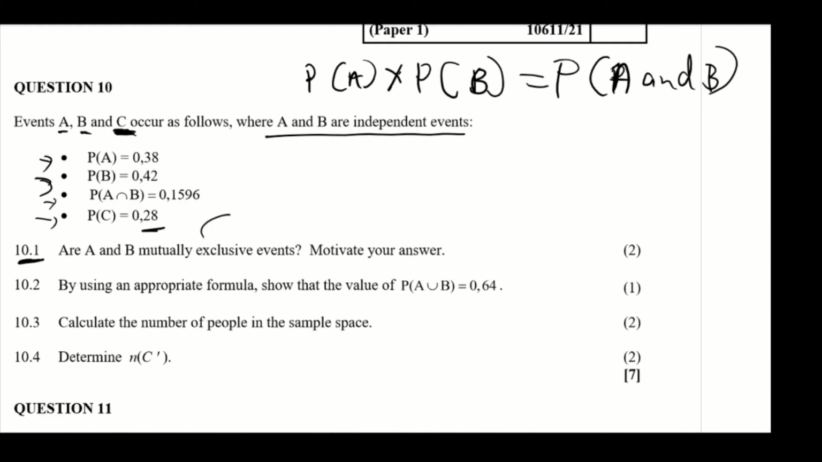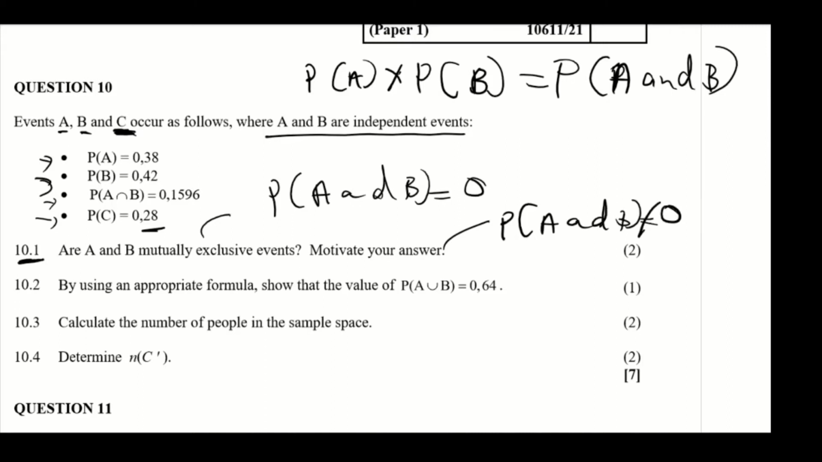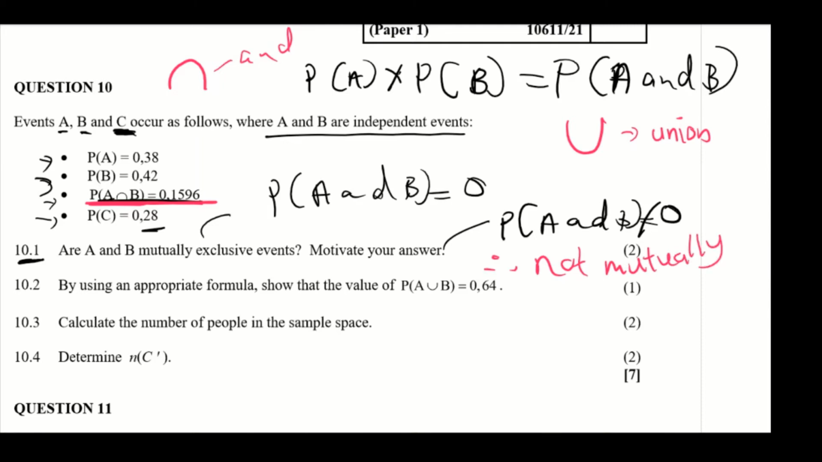Mutually exclusive events have an intersection of A and B being equal to 0. Here you really don't have to do much. You can simply say, since the probability of A and B is not equal to 0. Why am I saying it's not equal to 0? We already have the intersection, the probability of A and B, and it's 0.1596. Because it's not equal to 0, therefore not mutually exclusive.